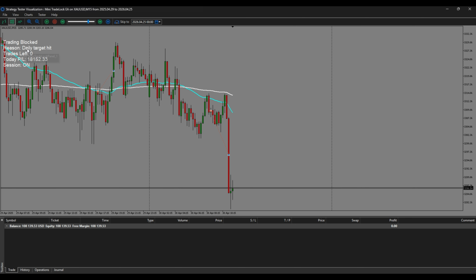Okay, so that one was a win. Trading is now blocked because our daily target is hit and we have no trades left. So we only get the actual 2 trades if the first one is a loss. But if our daily target is 2R for the day and the first trade wins, then we've made the 2R. So we don't want to take the second trade and then risk losing 1R and giving it back. So that's why we do it like that.